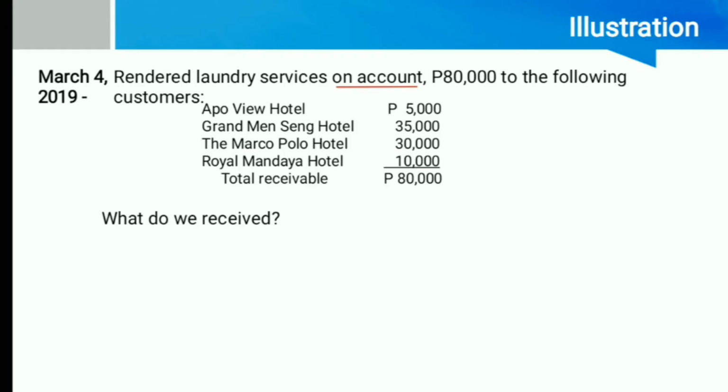So, here, what we received is the right to collect the 80,000 pesos. The transaction didn't mention that the customers issued a promissory note.